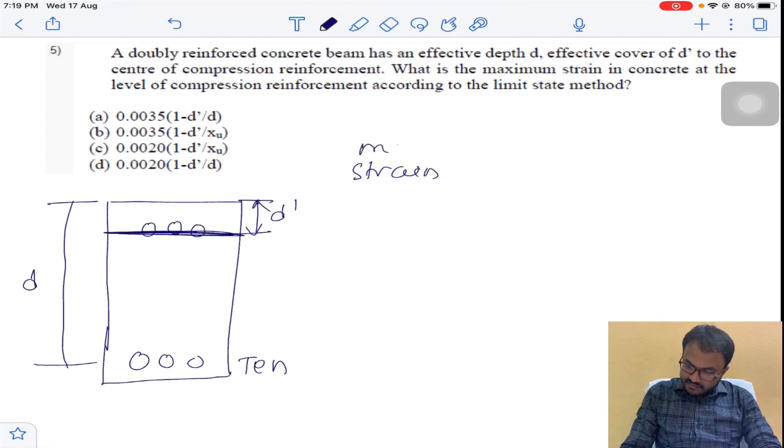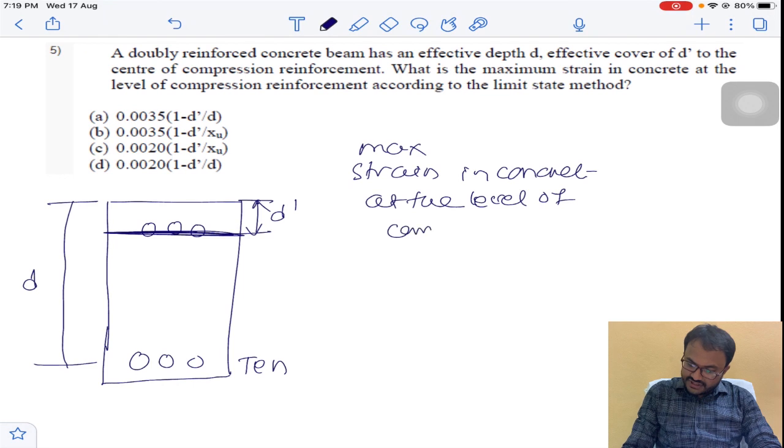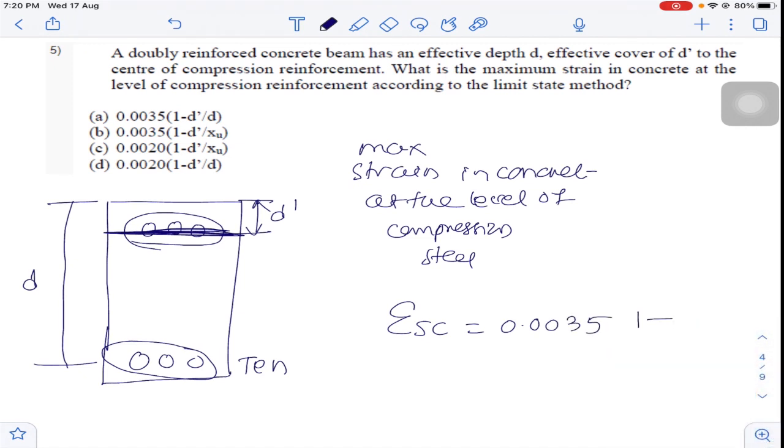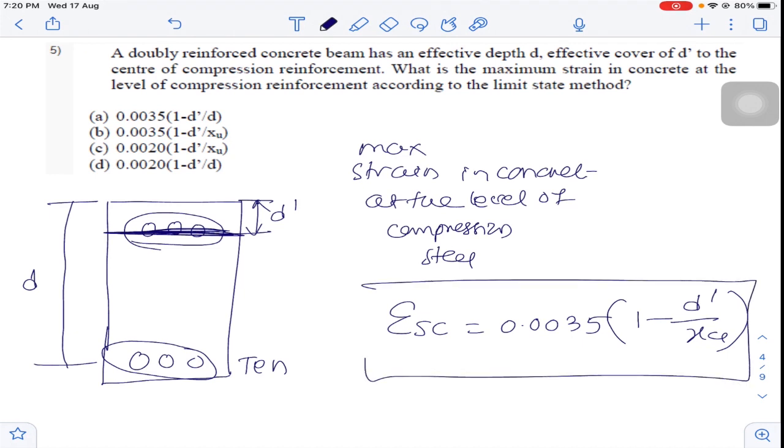Strain, maximum strain in concrete at the level of compression steel. Okay, so this is tension steel, bottom steel is a tension steel and top steel is a compression steel. Here the strain will be epsilon SC is equal to 0.0035 into 1 minus d dash by XU. Okay, so it is again one more formula.